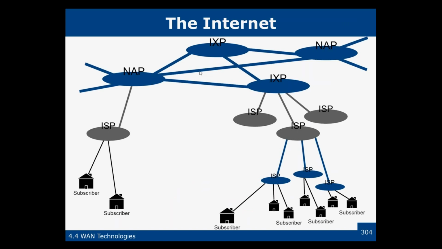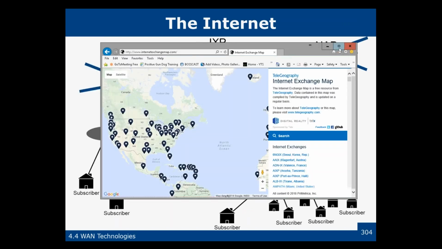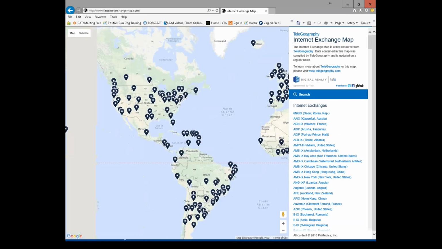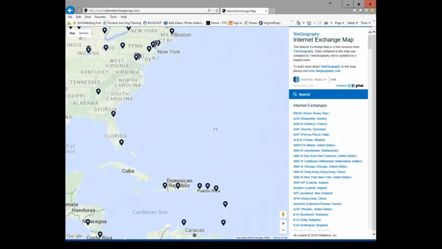We have internet access for these things. Let's see. The internet exchange, I'm going to see if I can get this map over here. There are certain points in the world where the ISPs can get onto the internet. And this is a map of those. I guess the U.S. would be the ones that we would be predominantly interested in.